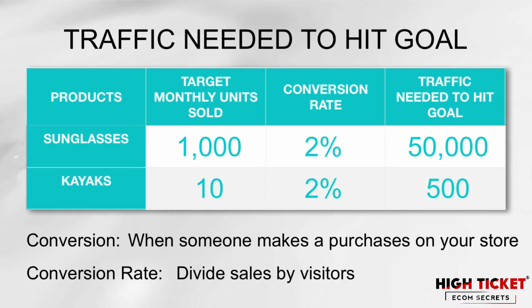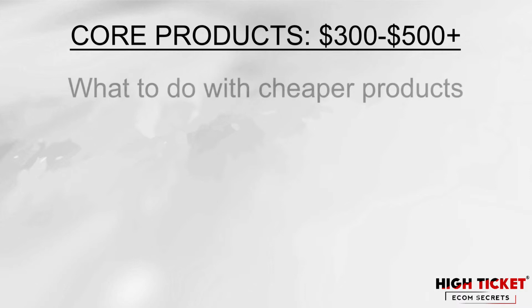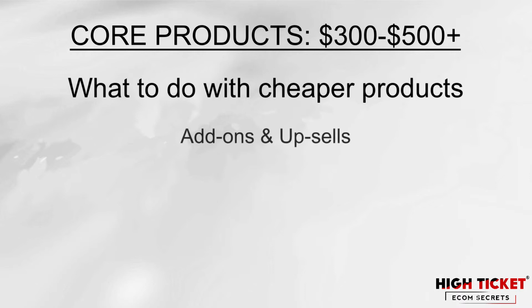That's huge, guys. Hopefully you have a better understanding of pricing and what type of products we're looking for as high-ticket dropshippers. We're not looking for cheap stuff. We're looking for relatively expensive products, with core products being in the $300 to $500 plus range. If your core products are $1,000 or above, that can be even better. So then naturally, the next question is what to do with products that are less than $500 that still fit into your niche. The answer to that is pretty simple. You use them for add-ons and upsells for your more expensive products.